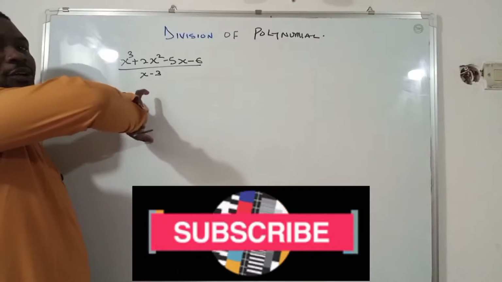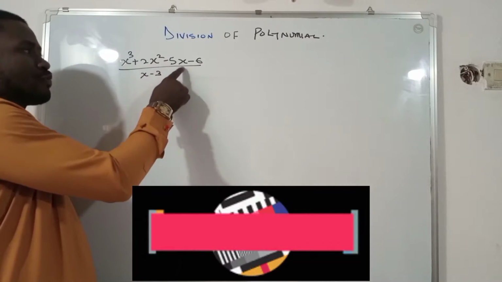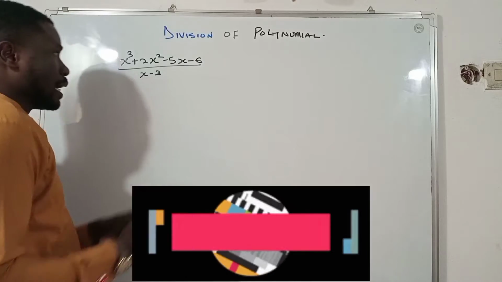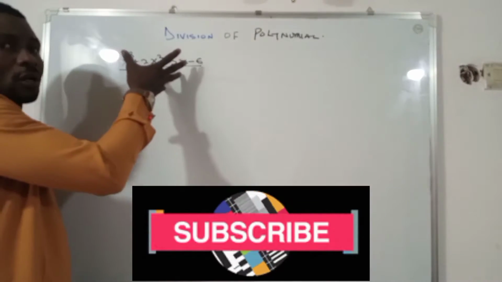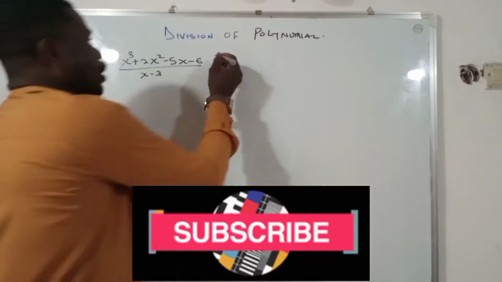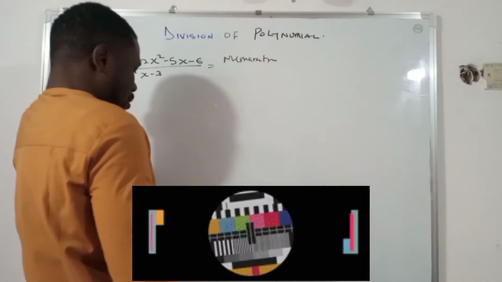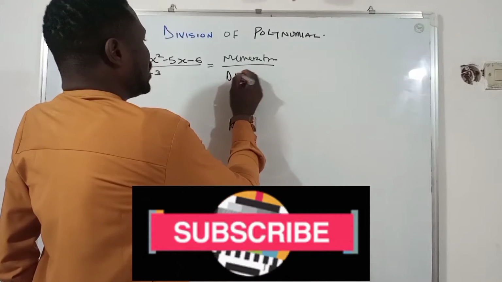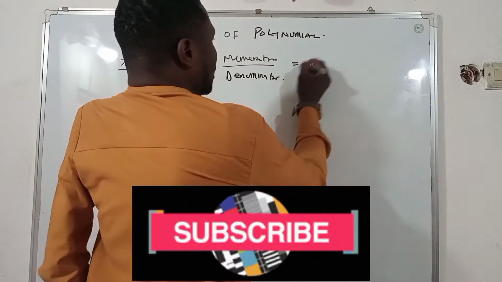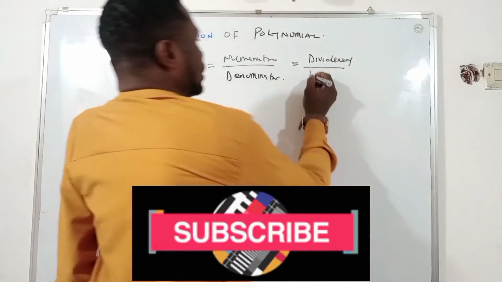Now if we have this and you're asked to divide, for instance, x cubed plus 2x squared minus 5x minus 6 all over x minus 3. Once you have an expression like this, this is your typical fraction. The numerator of this fraction is here, and this is the denominator. In polynomials, the numerator is called the dividend, while the denominator is called the divisor.